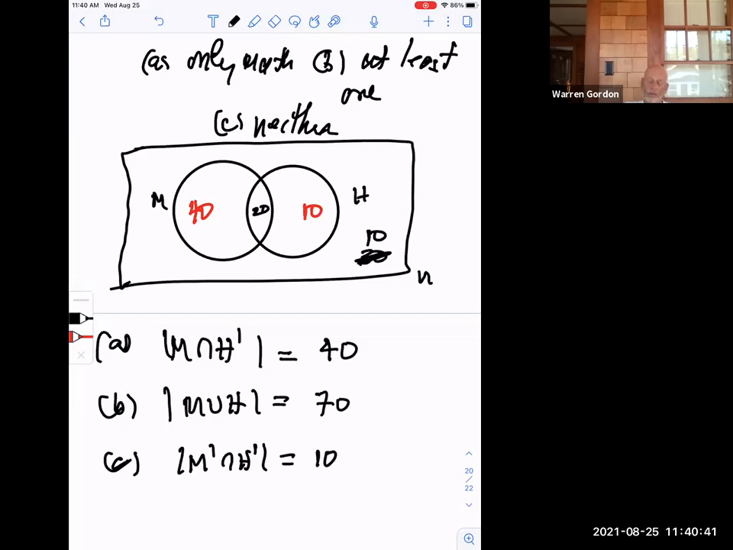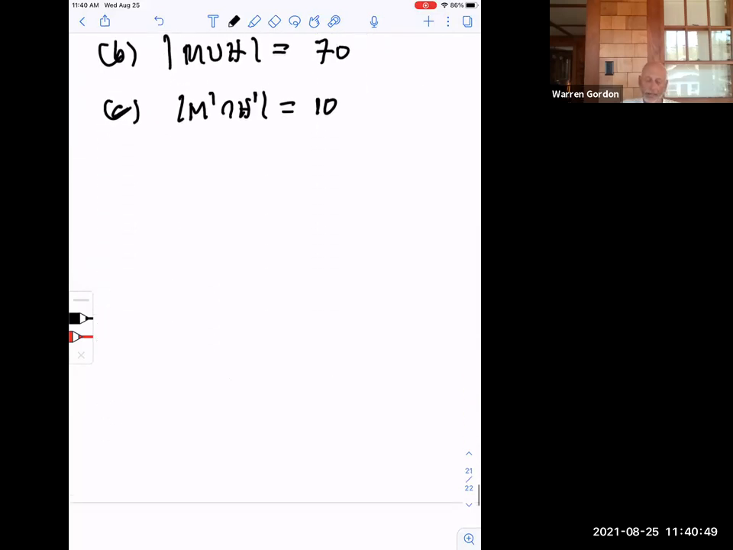Okay. Straightforward example. Notice I could have gotten this using the formulas. I didn't need to use a single formula here. Now let's make the problem a little more complicated.